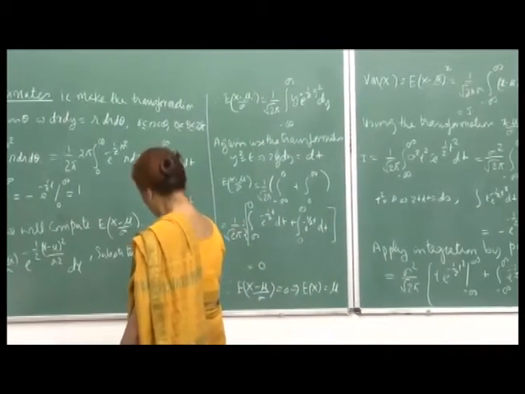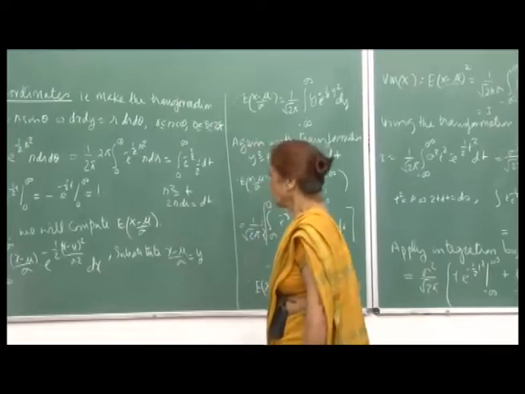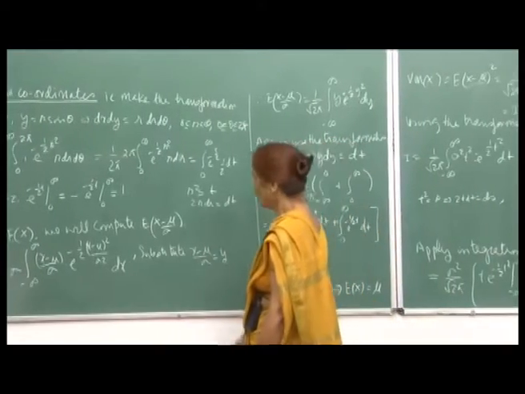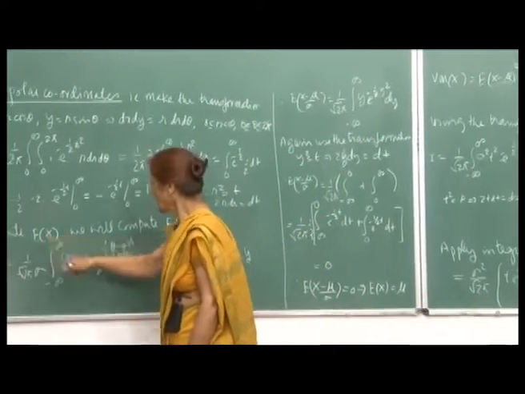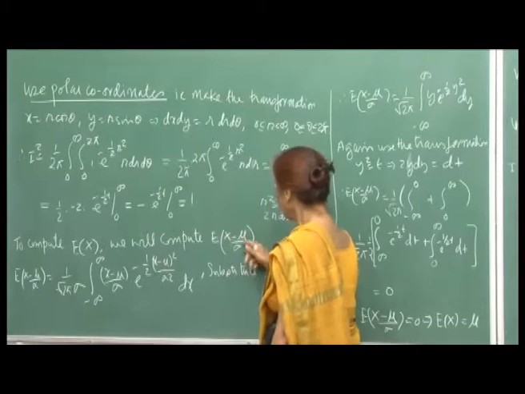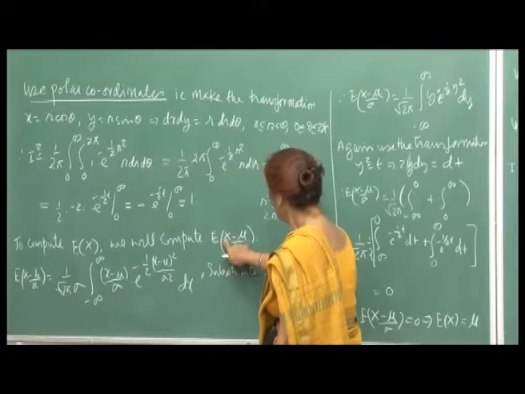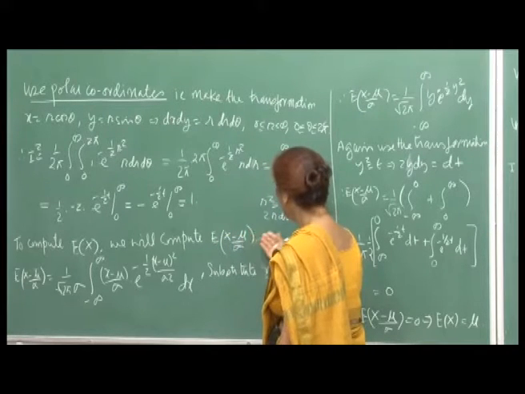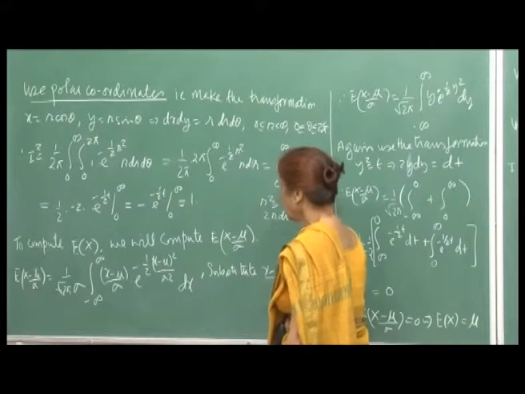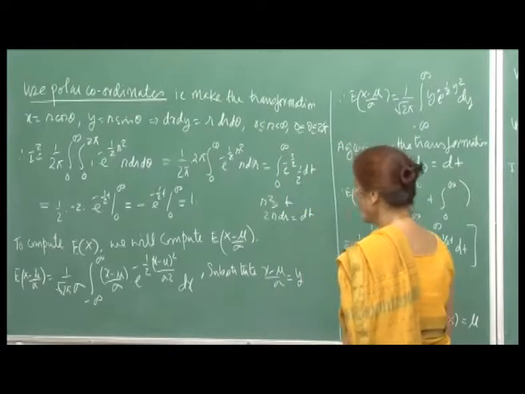And now the second step is to compute the expectation, and instead of computing E of x, we will compute the expectation of x minus mu by sigma. That will be easier, because we know that the expectation of x is actually mu. So, we will show that this expectation is 0, and therefore get the answer immediately.